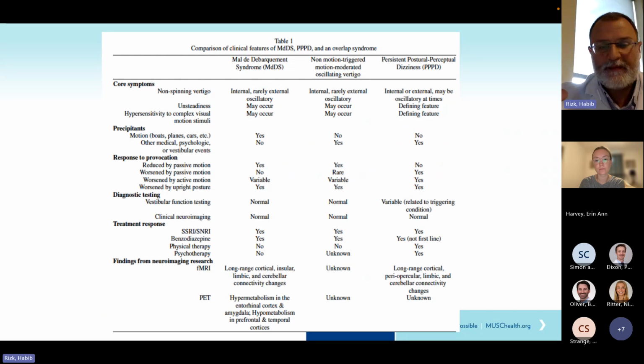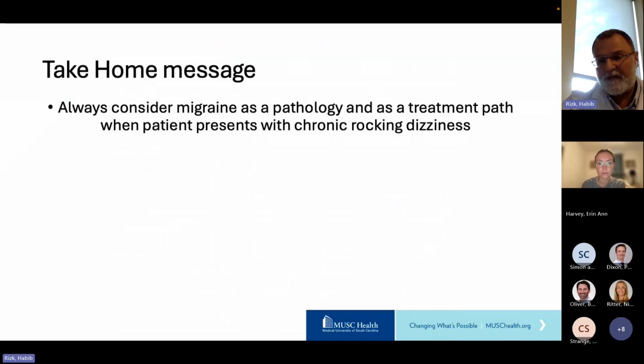And to summarize the types of motion modulated oscillatory vertigo, there are three types that we can recognize. Mal de Debarquement is one. Persistent postural perceptual dizziness is a second one. And non-motion triggered, so contrary to Mal de Debarquement, it's not triggered by a passive motion exposure. And potentially that middle one, where people developed a spontaneous type of Mal de Debarquement, this is the type of patients we see a high comorbidity of migraine with. About 90% either have a migraine or will develop a type of headache syndrome following it. And you'll see those patients at that point in time. Targeting the headaches is going to be important, as well as referring them to PT appropriately. So always consider migraine as a pathology and as a treatment path when patients present with chronic rocking dizziness.